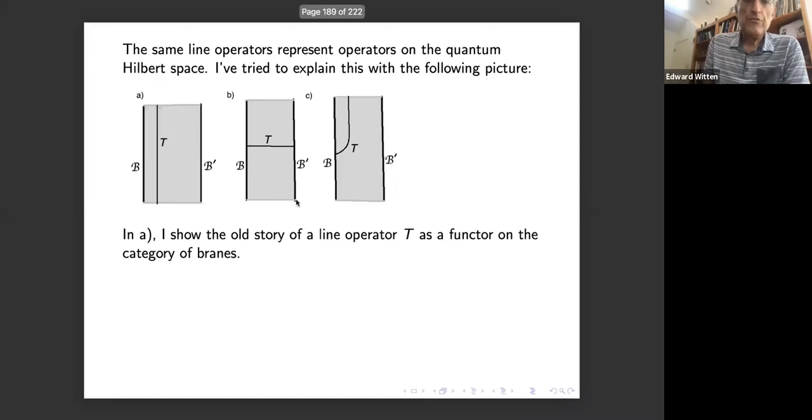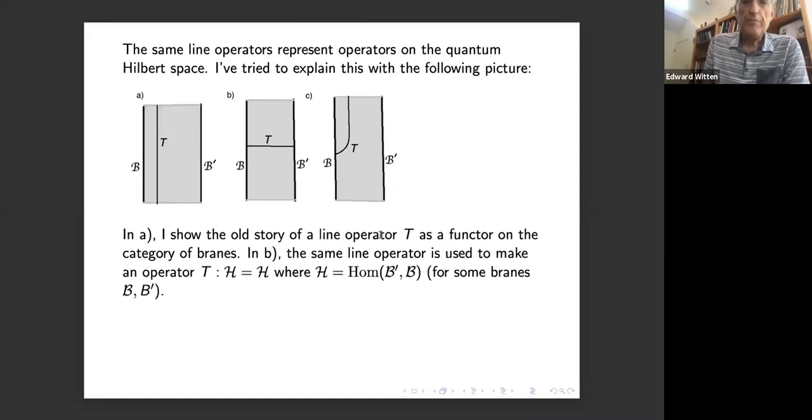So A was the old story, but in B, the same line operator was used to make an operator on the Hilbert space, obtained the Hilbert space Hom from B prime to B. So it's an operator on the Hilbert space, but the way a physicist would say it is that a quantum state comes in the past from the bottom, T acts, and a possibly different quantum state goes out at the top. So T mapped one state before to another state after.